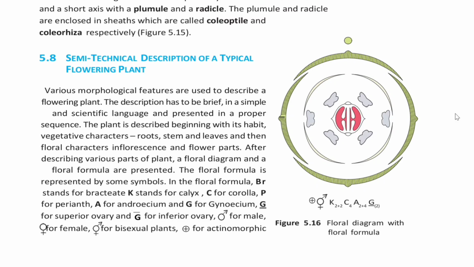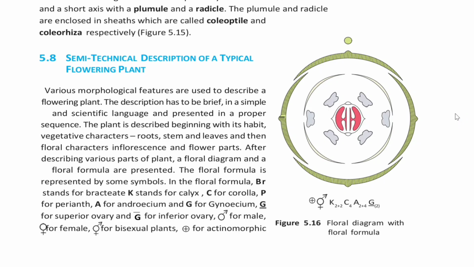5.8 Semi-technical description of a typical flowering plant. Various morphological features are used to describe a flowering plant. The description has to be brief, in a simple and scientific language, and presented in a proper sequence. The plant is described beginning with its habit, vegetative characters, roots, stem and leaves, and then floral characters, inflorescence and flower parts. After describing various parts of plant, a floral diagram and a floral formula are presented.